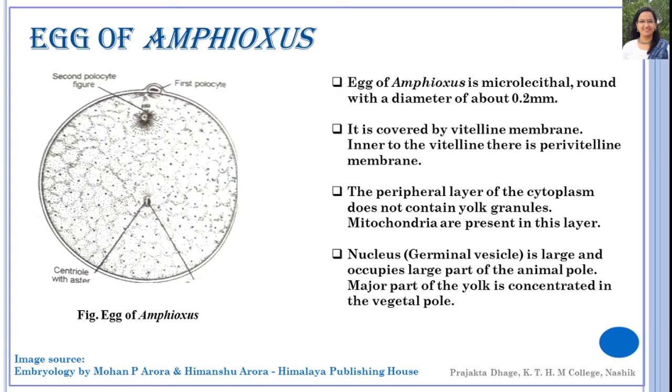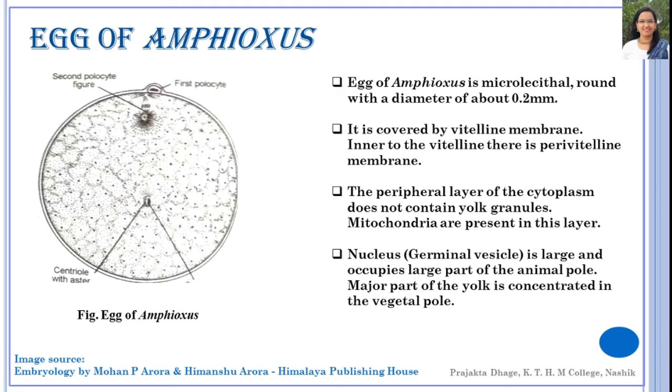Now when we talk about the Amphioxus egg, the distribution of the yolk is going to be equal. Everywhere the yolk granules will be equally distributed, and the size of the yolk granules is going to be very small. Now the diameter of this particular egg is going to be near about 0.2 millimeters. This particular egg is also covered by a vitelline membrane. Inside the vitelline membrane there is a perivitelline space.